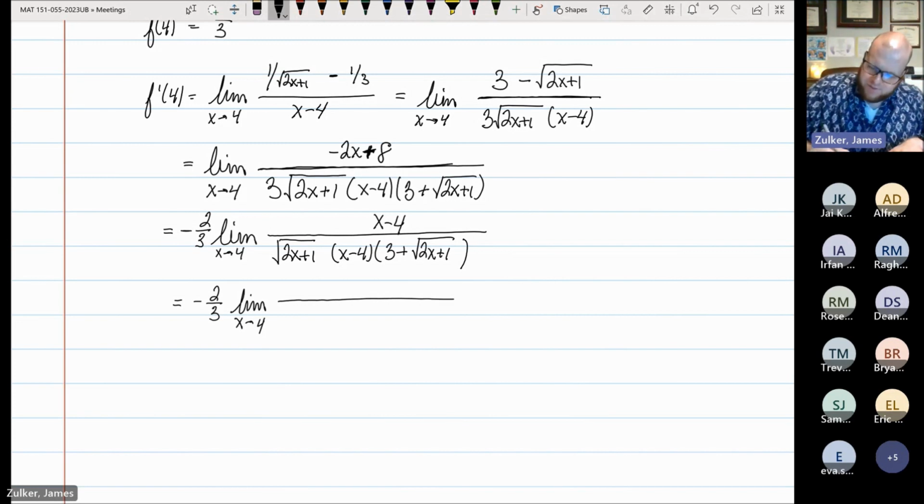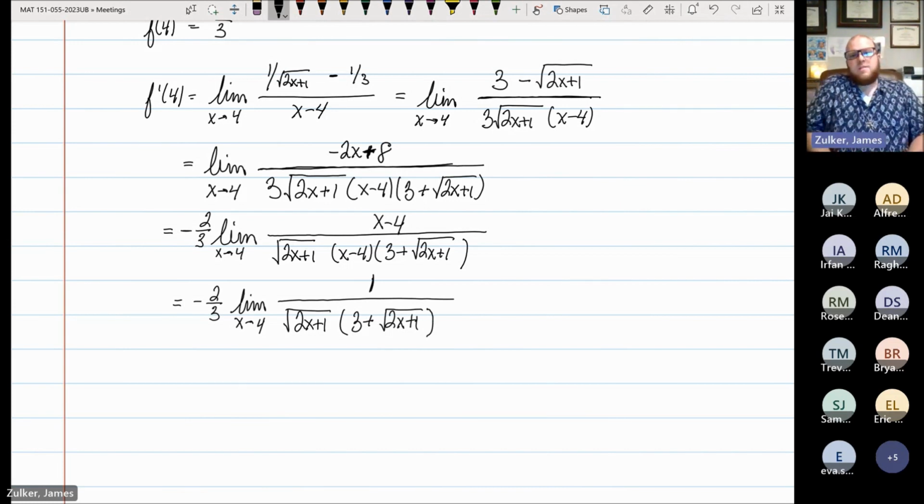Then the x minus 4s cancel. This is the limit we're left with. It's going to be what? So this will be 3. That'll be 3. 18 in the denominator. So it's negative 2/3 times 1/18. Which is negative 1/27.